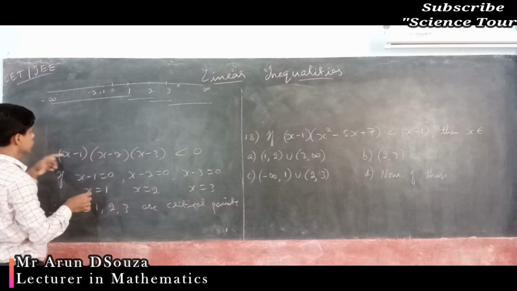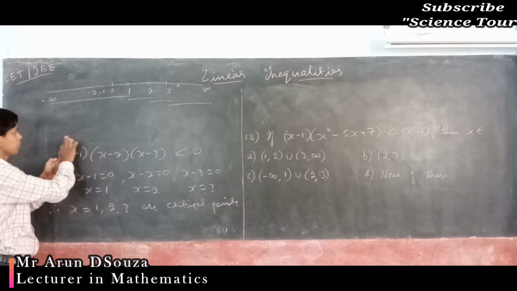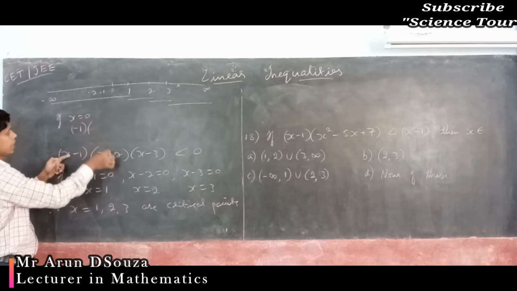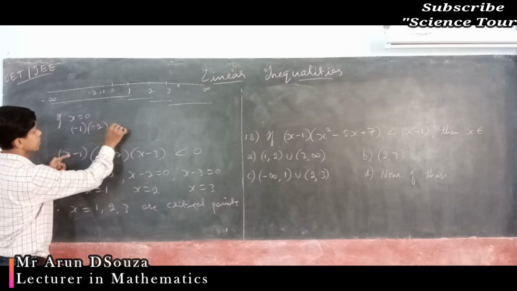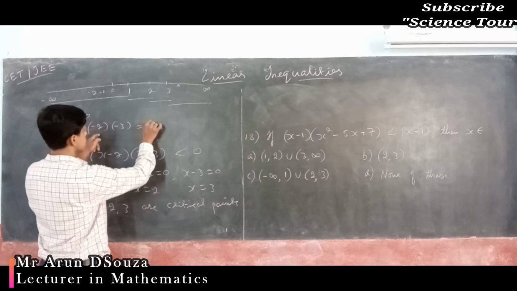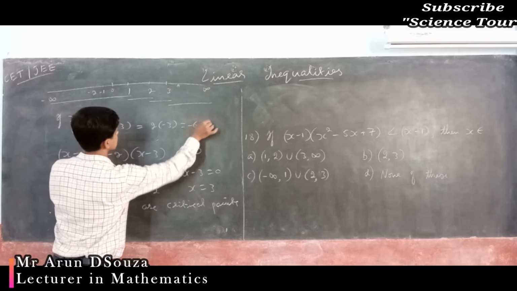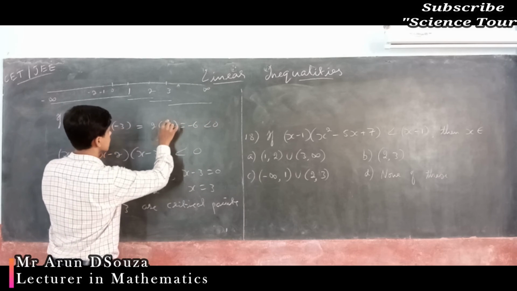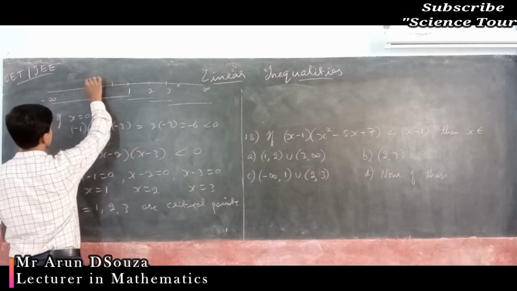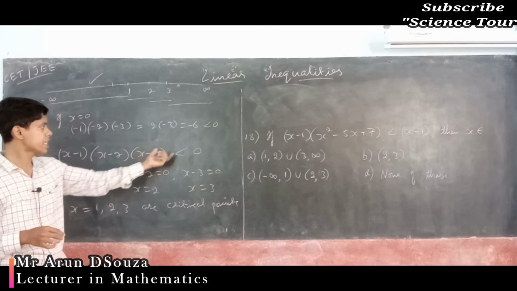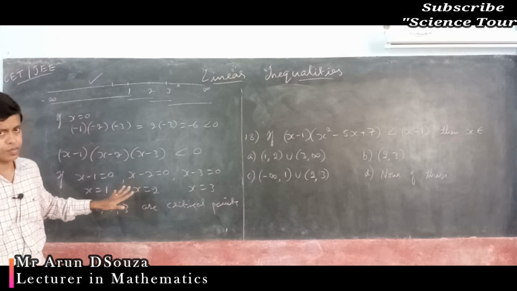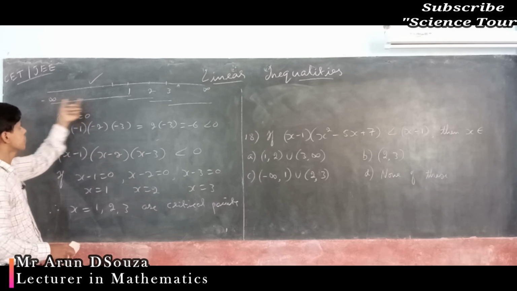So easiest is 0. If you put 0 here, this will be minus 1 and minus 2 and minus 3. So what is it? Minus plus 2 into minus 3 is minus 6. Is it less than 0? Yes, less than 0. It satisfies, correct? So in this interval we get less than 0, so that interval is accepted. Which interval? Minus infinity to 1.